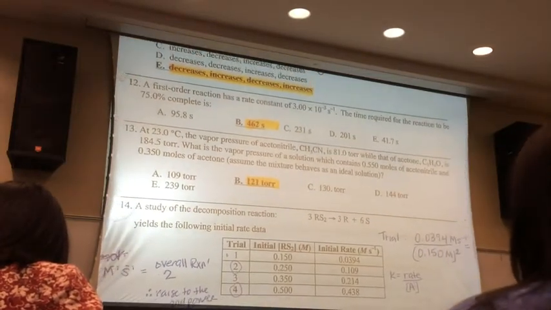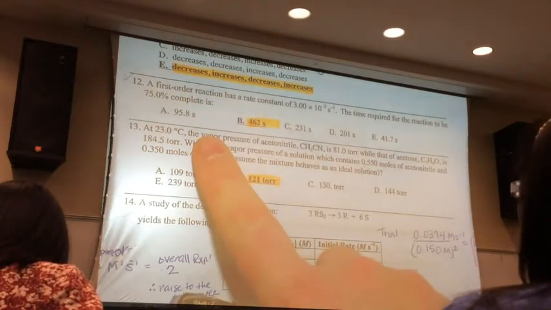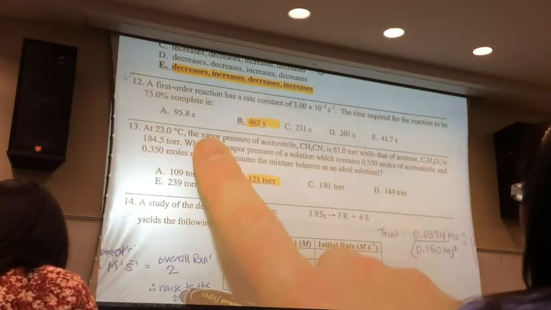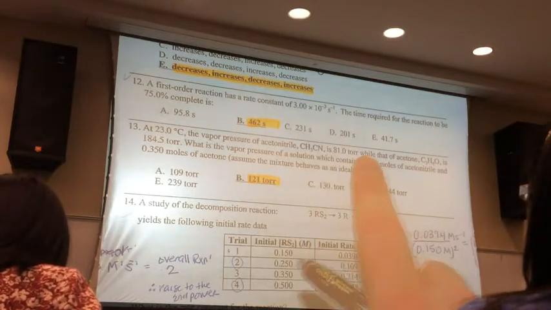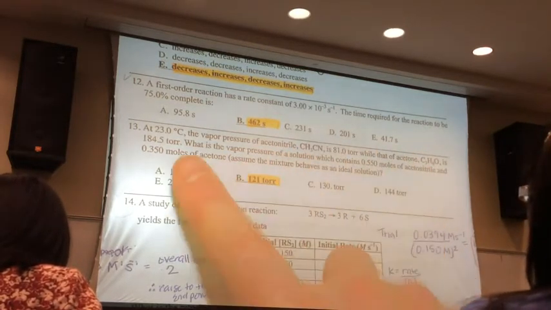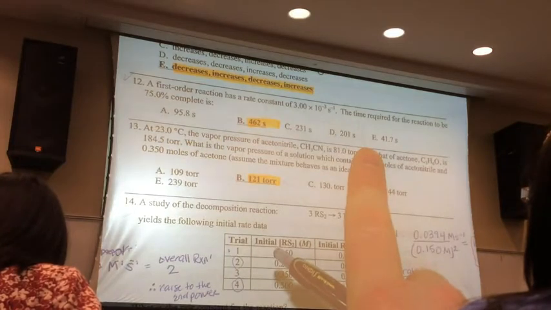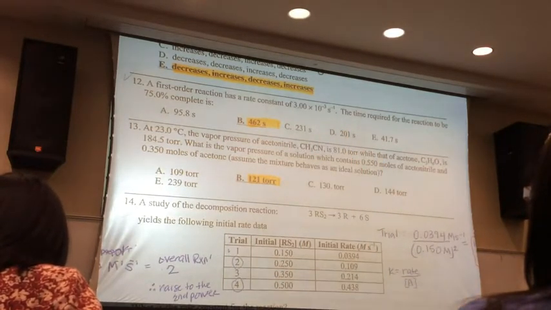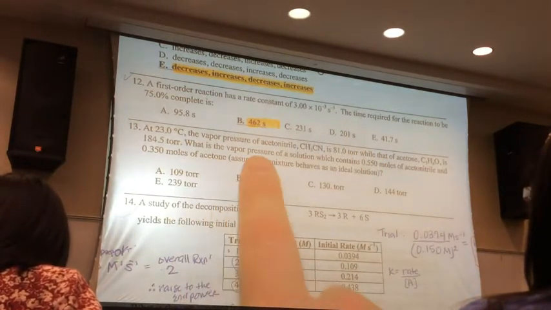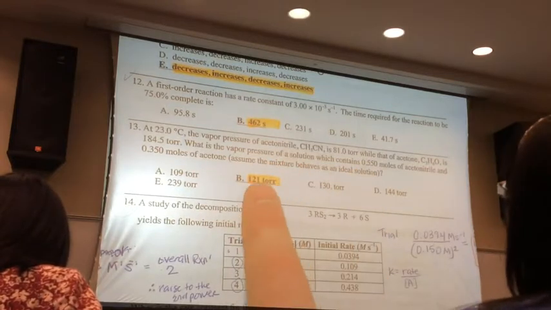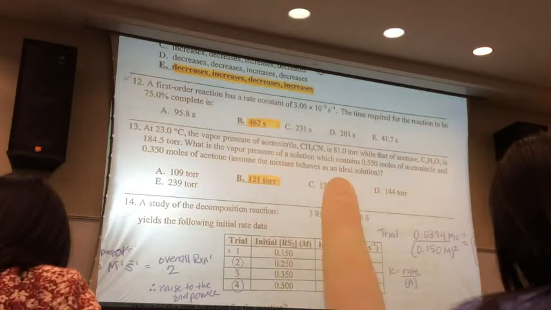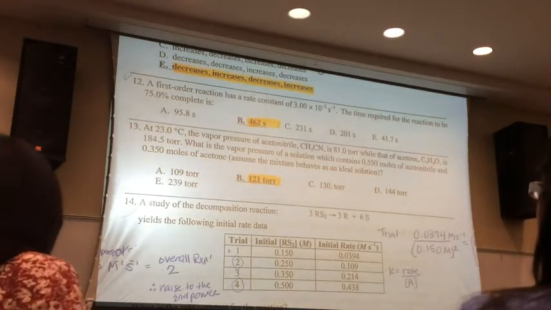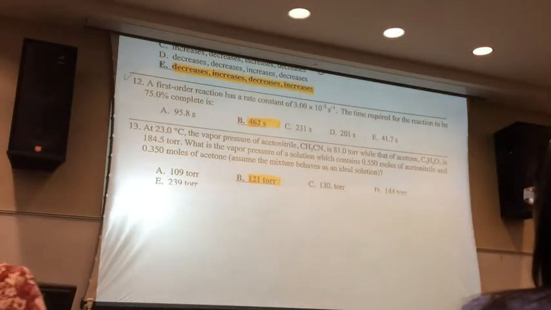Ignore my writing. Okay, so at 23 degrees, the vapor pressure of acetonitrile is 81.4, while the pressure of acetone is this. So I'm given 2 vapor pressures. Those are both volatile. What's the vapor pressure of a solution where I mix those together? I'm assuming it behaves as an ideal solution. All that says is assume I can use Raoult's law. I get straight lines.